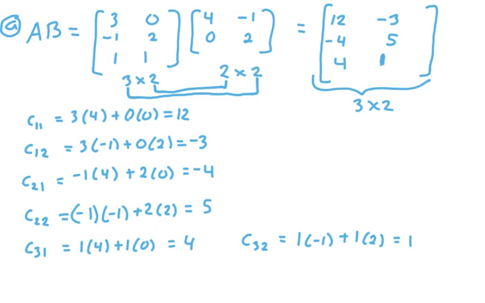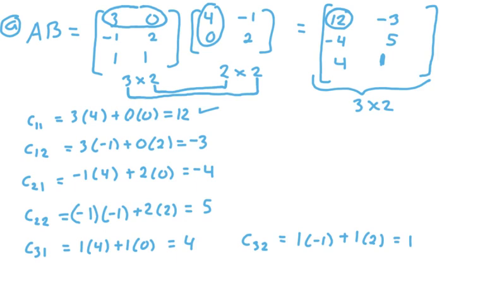Now, let's take a look at the entry in the first row, first column. So this is how I like to think about it. Essentially, I'm going to take the first row of A and dot it with the first column of B. And that's exactly what I'm doing here. So I'll call the first entry C sub 1, 1. C sub 1, 1 is equal to 3 times 4 plus 0 times 0. Think about it like a dot product. And then the answer is 12.